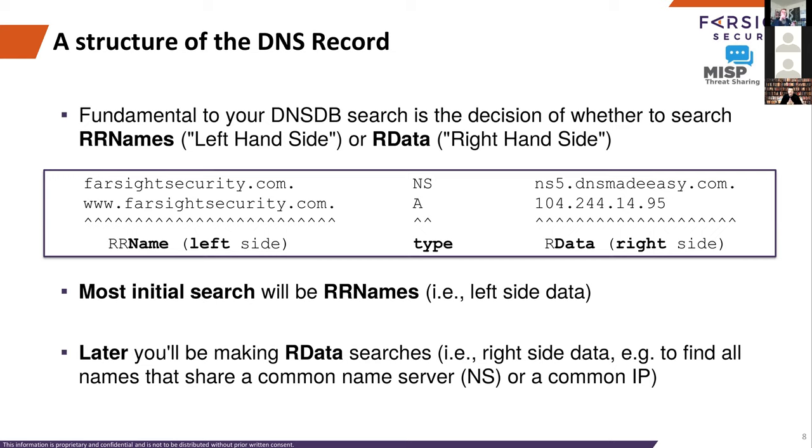In the middle, it is a record type. There is additional information, but this is all at the moment that you would need to know to be very effective navigating passive DNS or DNS data, and also understand what you would be getting within MISP when you get access to passive DNS. Initial searches would be on your left side. So the resource record name, Farsight, CIRCL, Google, you're providing the owner name, and then you get the data associated with it on the right side.